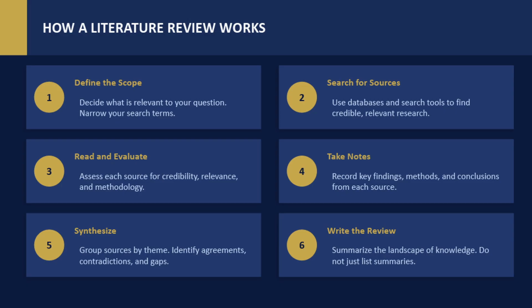And then number 4, we just have to take notes, because we can't find crucial, important information and then just forget about it, right? We should record the things that we find, the conclusions, and the methods from each source. And then number 5, synthesize. Synthesize just means to create. So we group the sources by their themes, their agreements, the contradictions, and the gaps, creating a generalized and structured group of information. And then number 6, write the review. Just summarize the landscape of knowledge and do not just list sources.